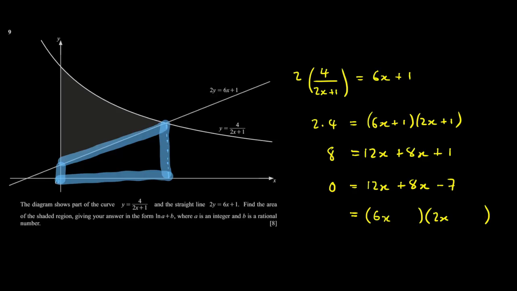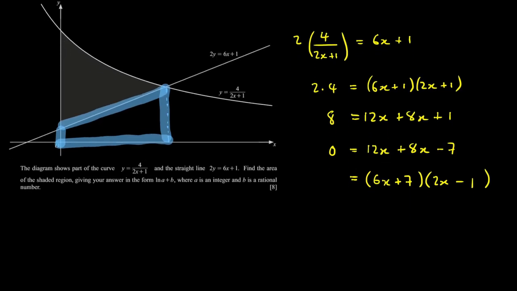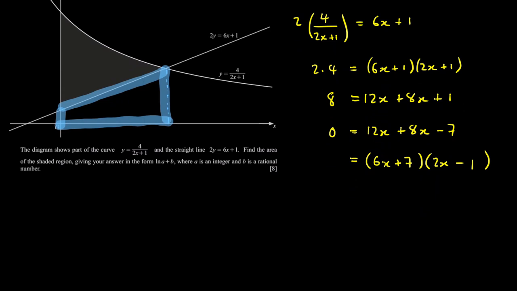So if I had plus 7 there, and then minus 1, let me just double check that. 6x times 2x is 12x squared. The 7 times 2x is going to be 14x, minus 6x will give me 8x, and 7 times negative 1 is negative 7. So that works. That's great. Of course, if you can't do that, you could always use the quadratic formula as well. That would give you the answer. So x is equal to negative 7 upon 6, or x is equal to 1 upon 2.